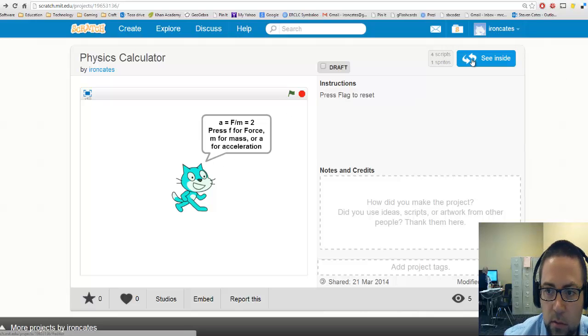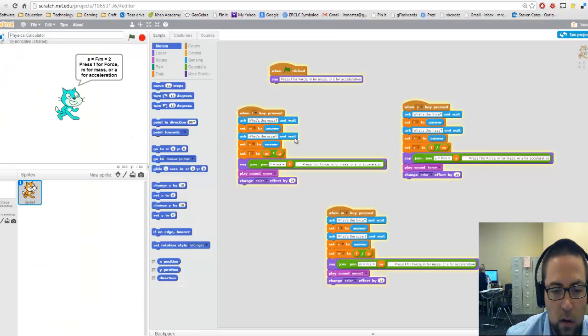So I had to make this cat function. I had to figure out, okay, if the force, I want to set the force equal to the mass times the acceleration, or I want to set the acceleration to the force divided by the mass, or I want to set the mass equal to the force divided by the acceleration. And that's for each of these different letters that you press. So if you press F, it'll solve for the force. If you press A, it'll solve for the acceleration. M will solve for the mass. So this is just one use of it.